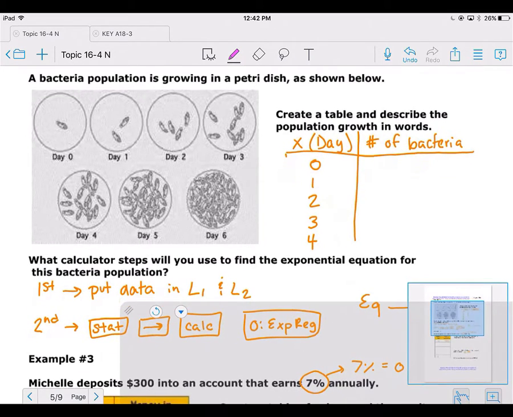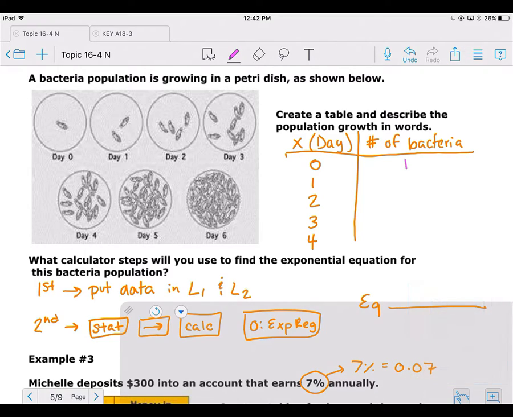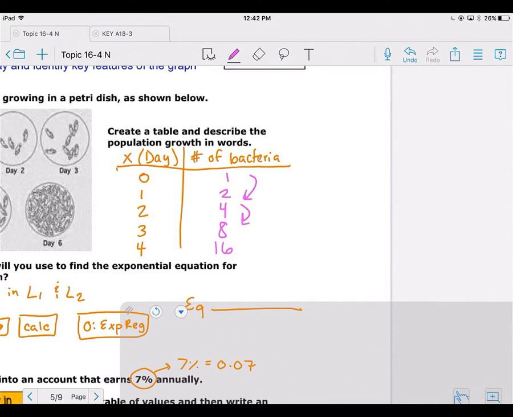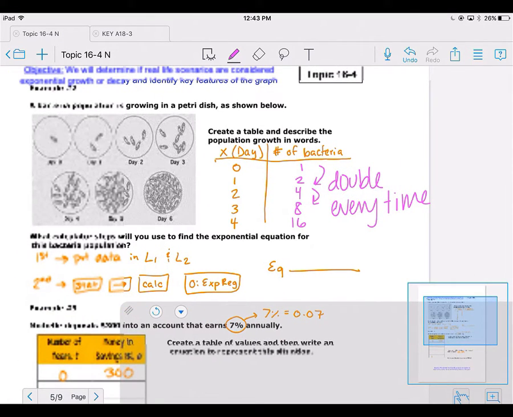So the first thing I'm going to do is fill in this table. For day 0, there is 1 bacteria. Day 1 has 2. Day 2 has 4. Day 3 has 8. And day 4 is going to have 16. So in words, what I'm noticing is that these are doubling every time. So each dish has double what the one before it had.